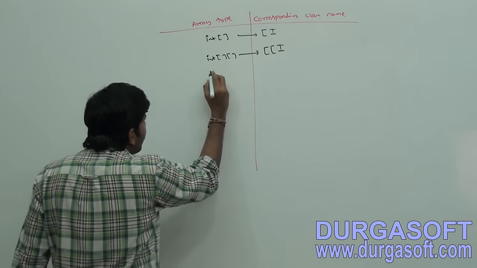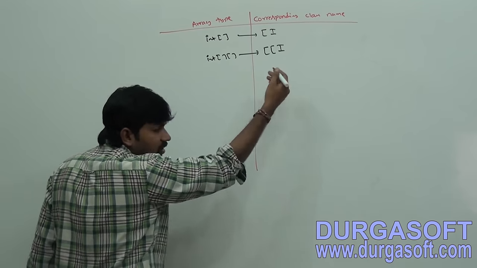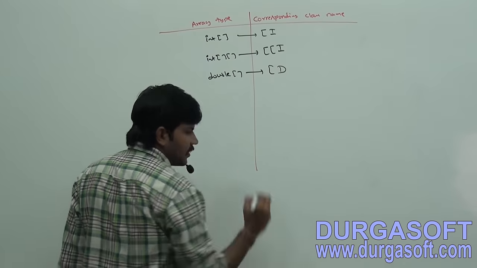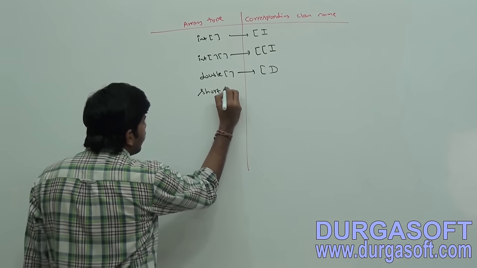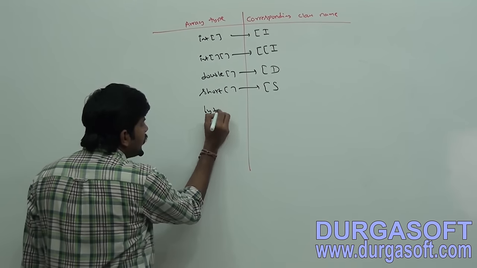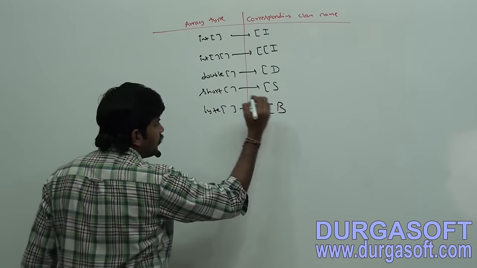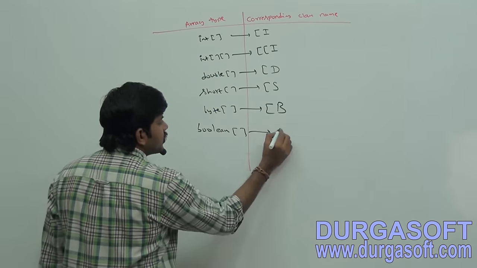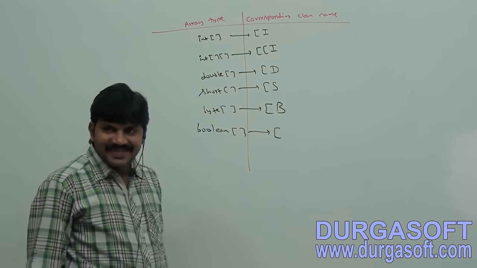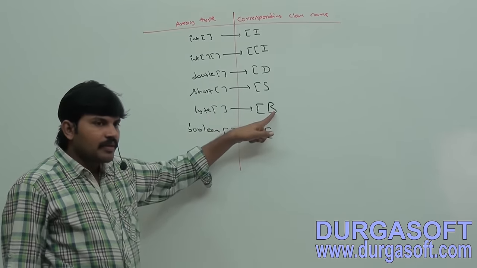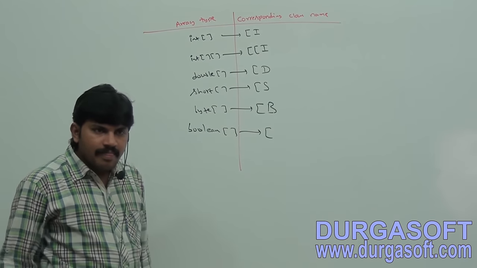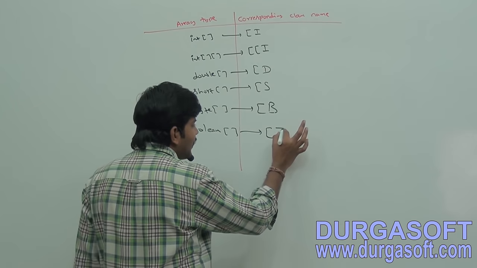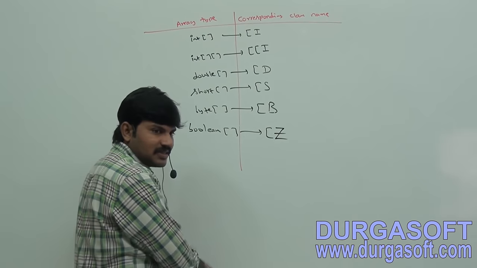Next, three-dimension means square bracket only. If I take a double array, then square bracket D. A short array, square bracket S. A byte array, square bracket B. If I take a boolean array, square bracket Z.